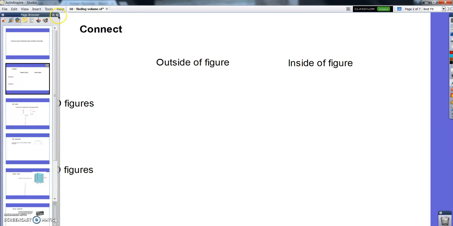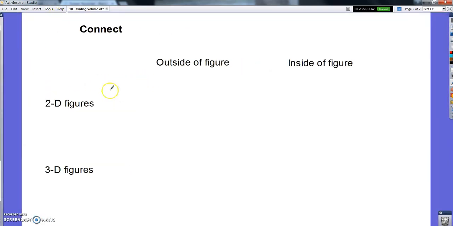So just a reminder, we've been talking about geometry for a couple of weeks now. 2D figures, the measurement around the outside of the figure we call perimeter. You measure around the outside of the 2D figure. And the inside of the figure we would tile and count square units, and we call that area.